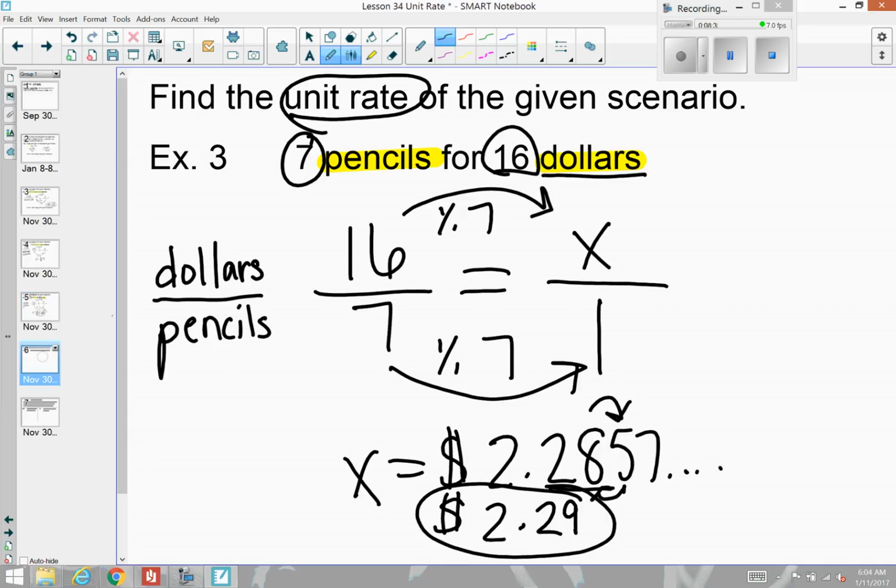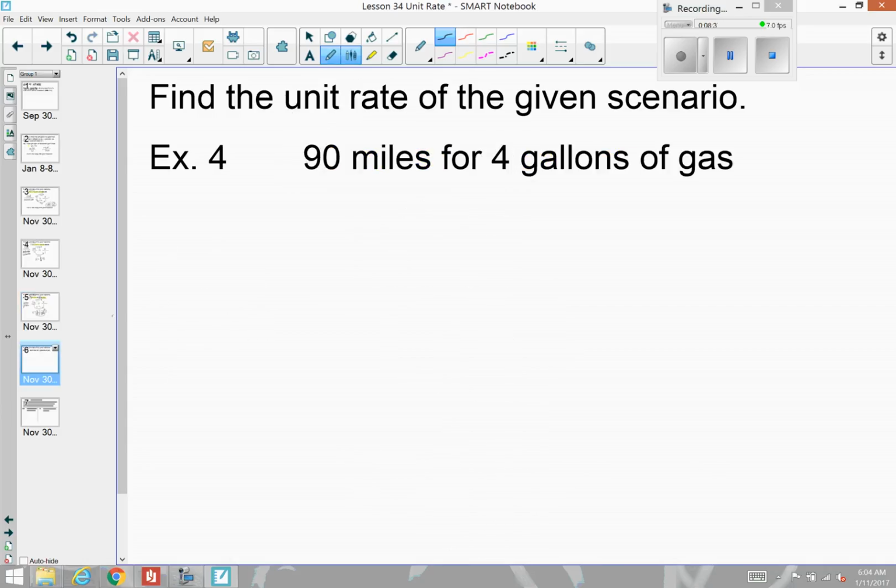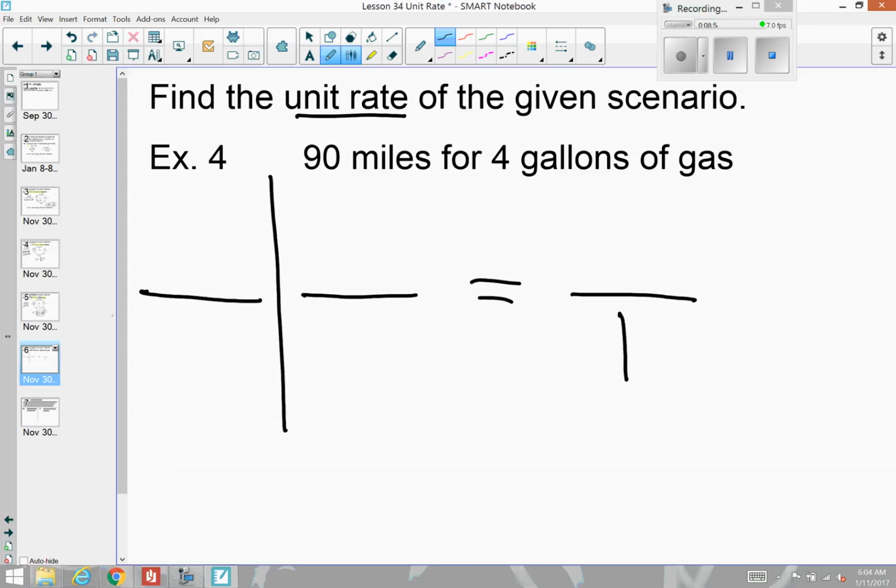All right, in our last scenario, we have 90 miles for 4 gallons of gas. So here we go. Set up our proportion. It's a unit rate, so we're going to have 1 as our final denominator, and then these are going to be our units over here. What are we comparing? That's right. We're comparing miles and we're comparing gallons of gas.